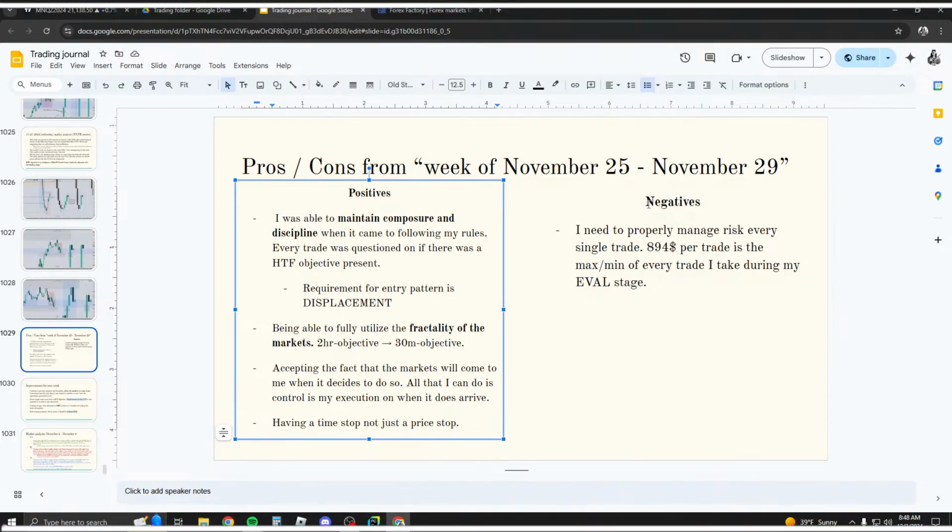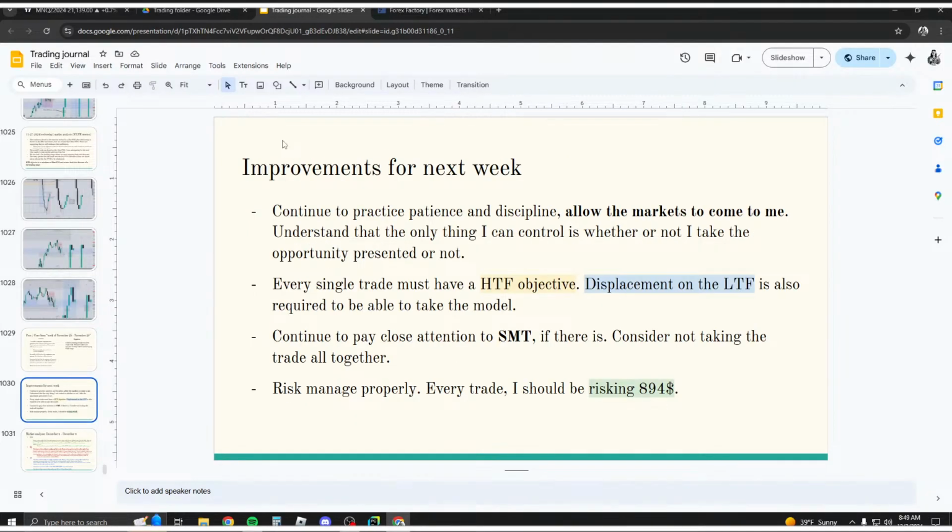Some of the negatives, or some of the things I could improve on, is properly managing risk. Every single trade I take, I should be risking 809. I know this might seem like a large number, because I want to be more aggressive during the eval stage. I do want to get it over with faster, just so I can start on the actual risk management itself.